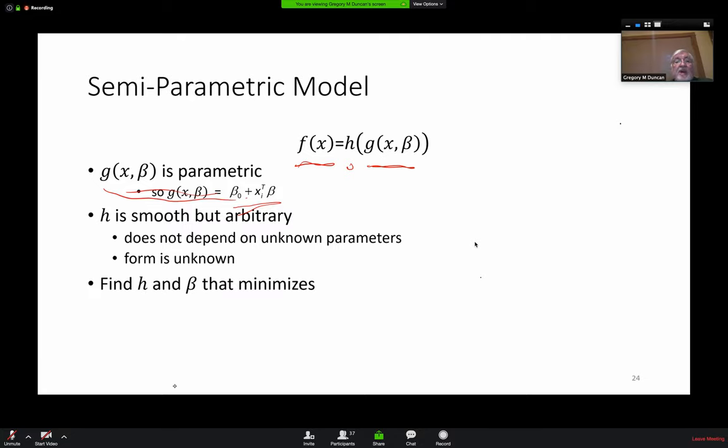So we're going to find the h and the beta that minimizes, and again, here we have a residual, y minus our predictor, square them, sum them, and then choose a beta and the h that minimizes that.